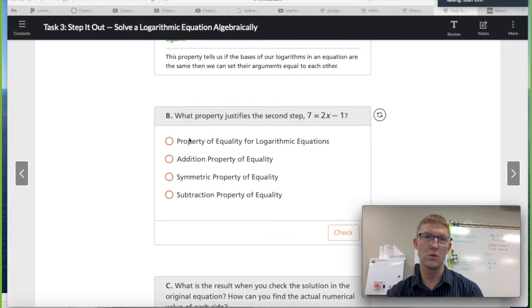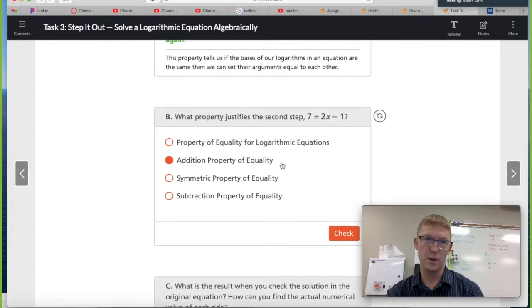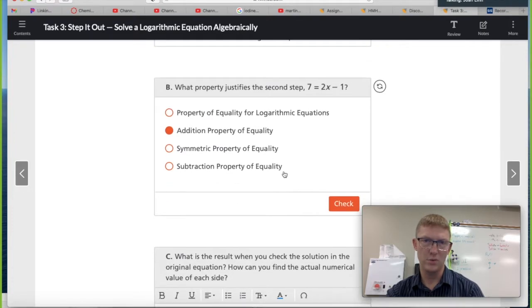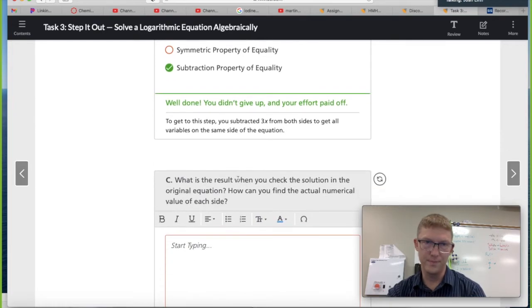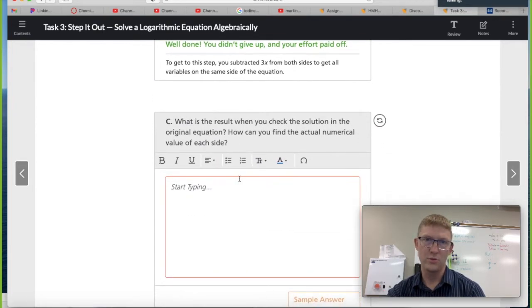Let's see, what do we do? Addition property of equality, or subtraction, but they probably want subtraction, let's be honest. So what is the result when you check the solution in the original equation?